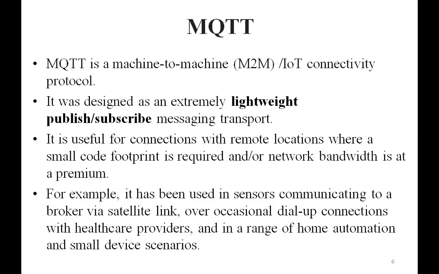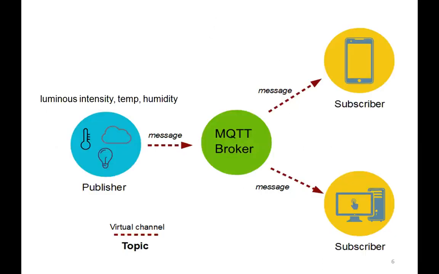It is used where bandwidth is lower, where processing speed is lower, where memory availability is lower, or where power availability is lower. All these things apply in IoT applications. So we can use MQTT in all IoT applications.